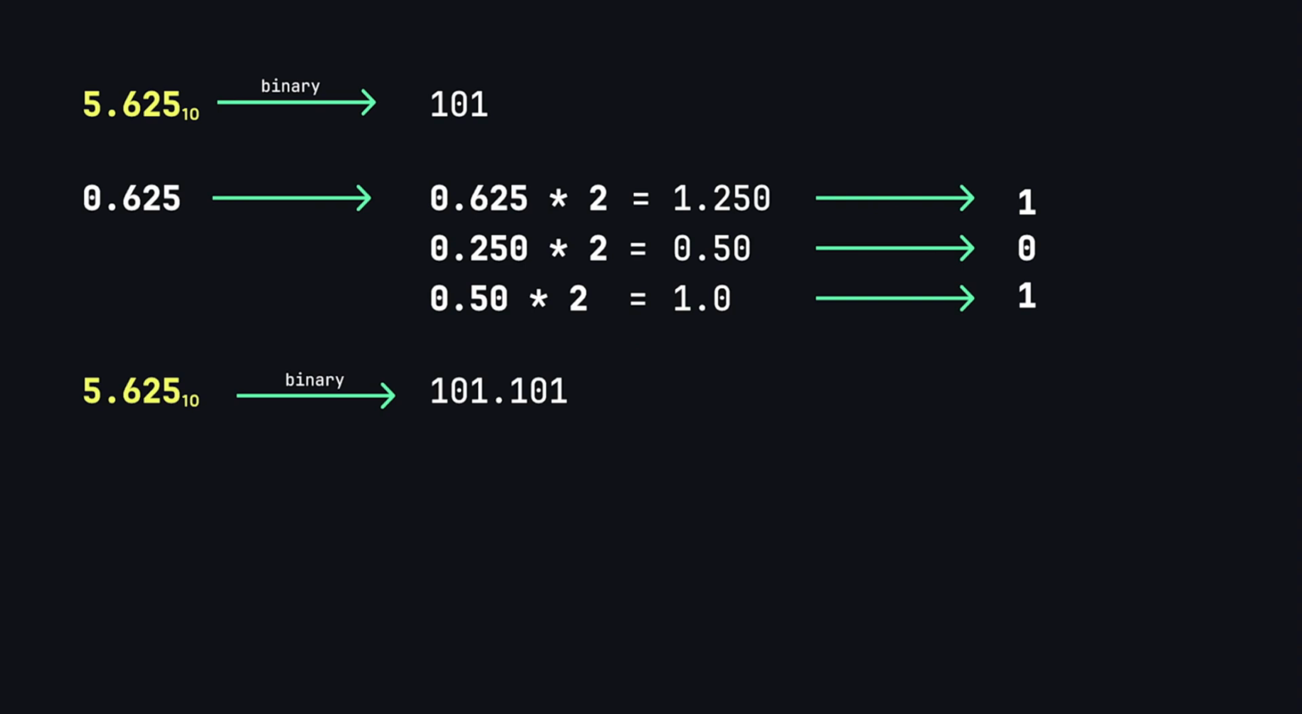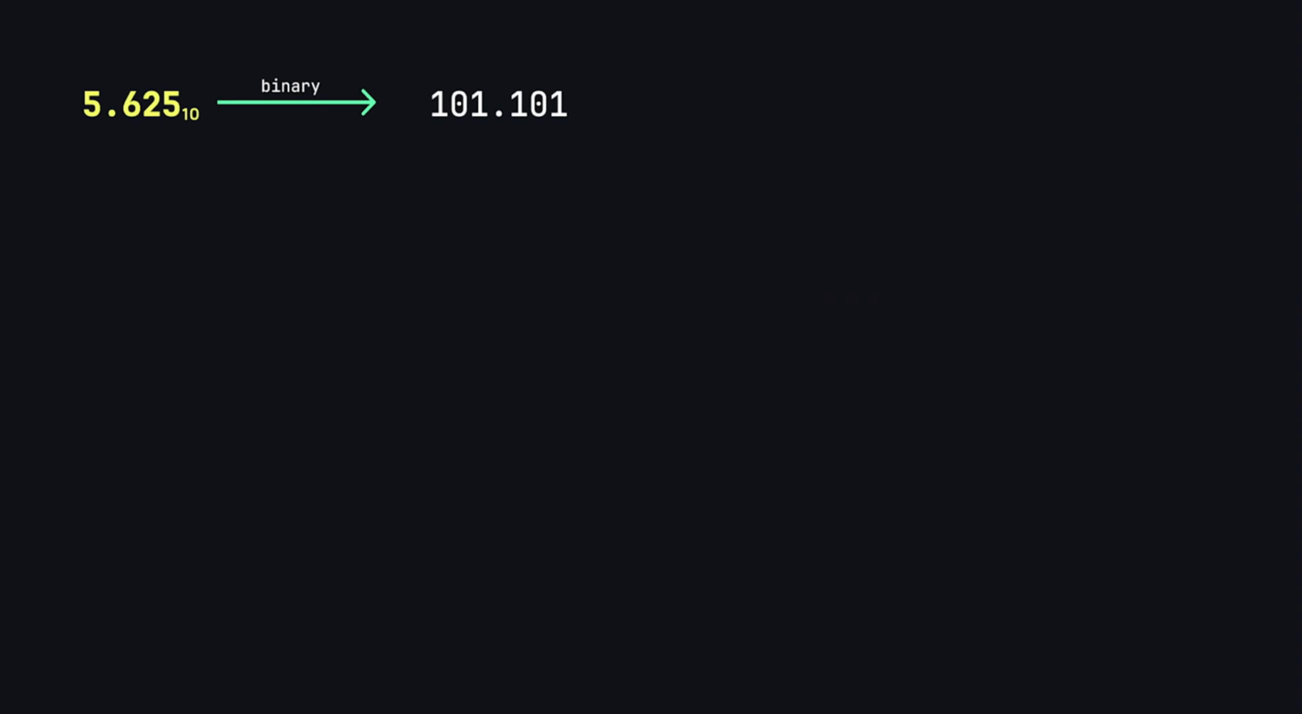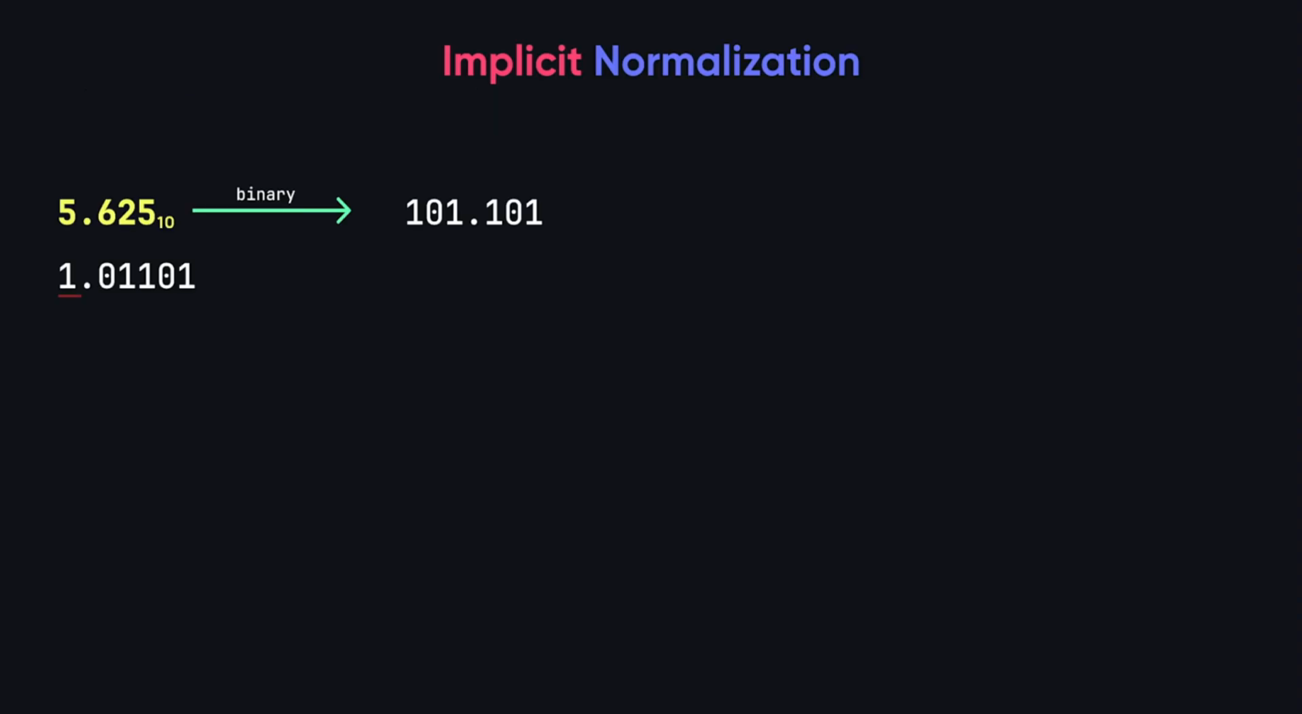Now to save it into memory, we do a process known as implicit normalization. It may sound complicated, but it's easy to perform. First, we take the first bit, which is 1, and put the point next to it and put the remaining numbers after it like this.